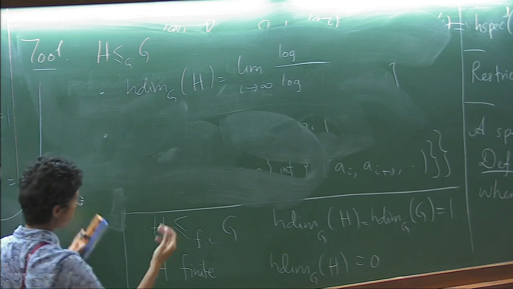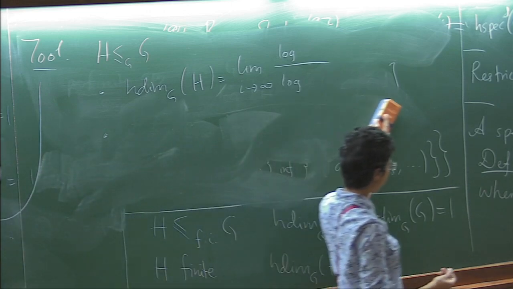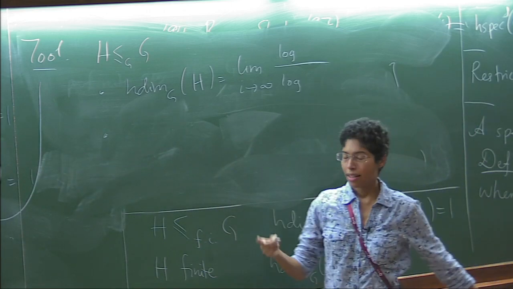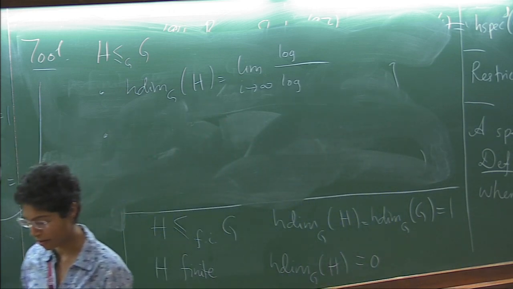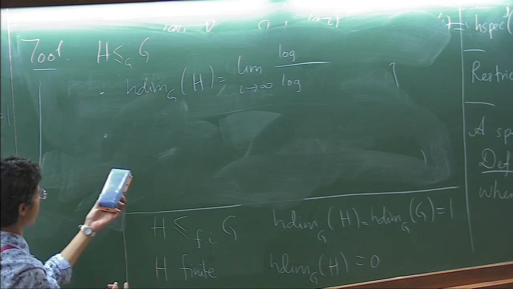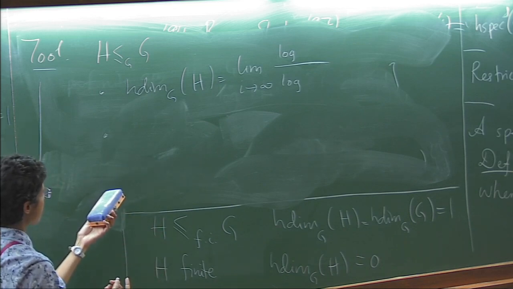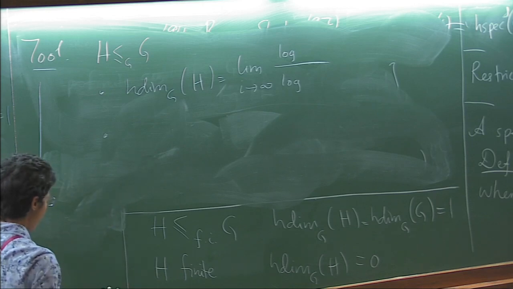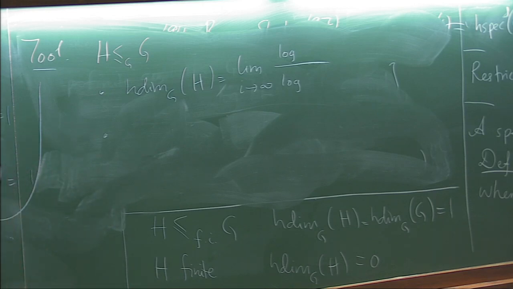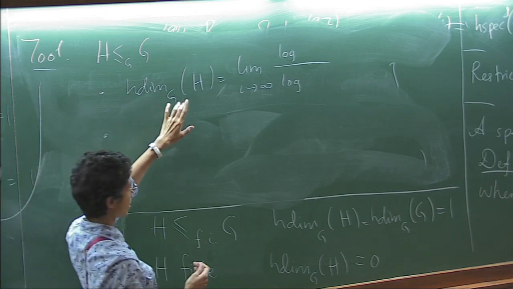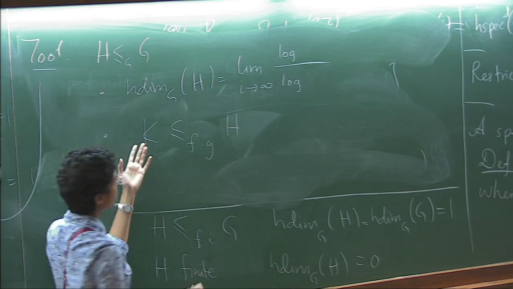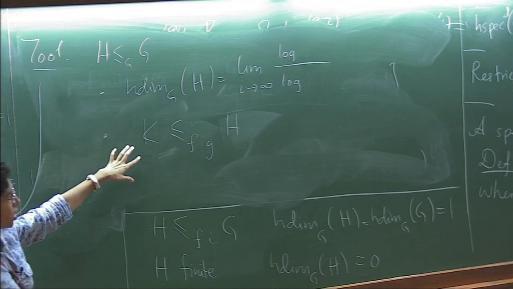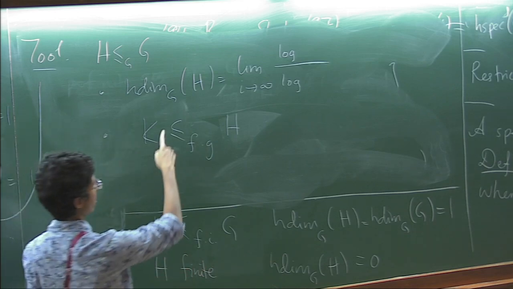And then the second thing, which I won't write out, I'll just tell you: we want H to not be finitely generated, it should be infinitely generated. And we want that every finitely generated subgroup of H, so if we look at finitely generated subgroups in H, we want the Hausdorff dimension of all of these to be bounded well away from the Hausdorff dimension of H.